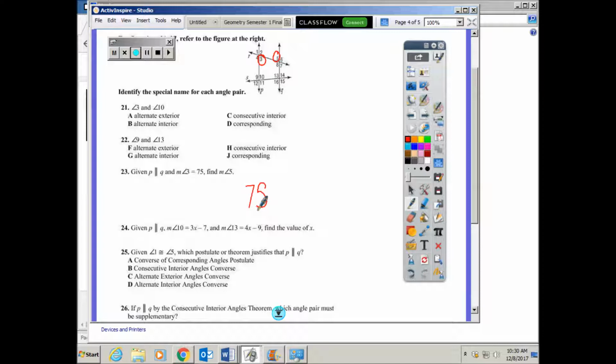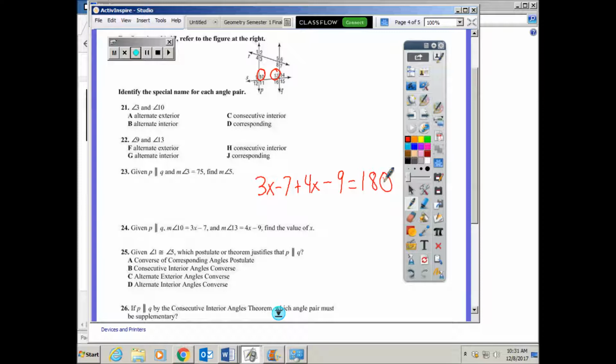Okay? Now, if P is parallel to Q, and the measure of angle 10 is 3x minus 7, and the measure of angle 13 is 4x minus 9. So if these lines are parallel, I can tell that those are consecutive interior angles, and consecutive interior angles add up to 180 degrees. So in this case, I'm writing 3x minus 7 plus 4x minus 9 equals 180.